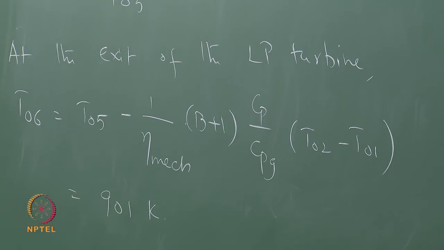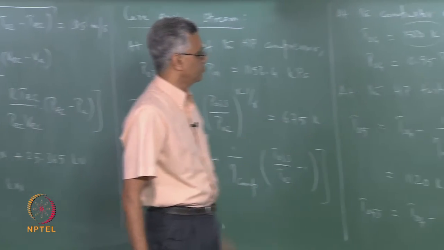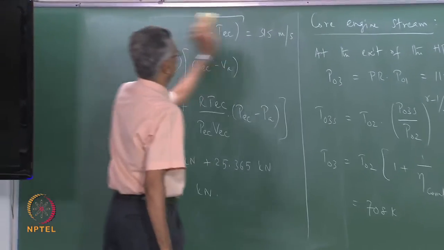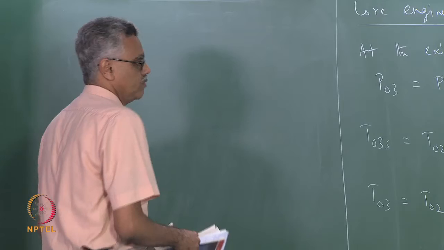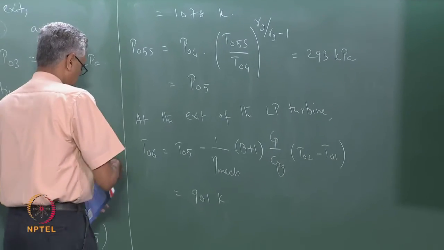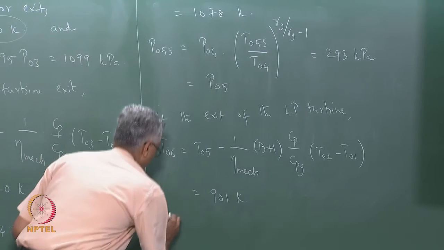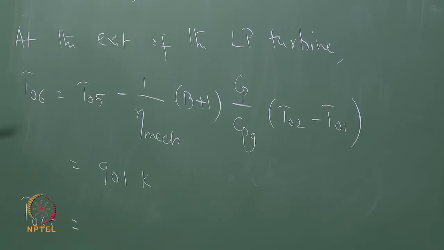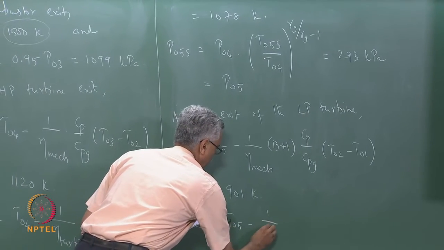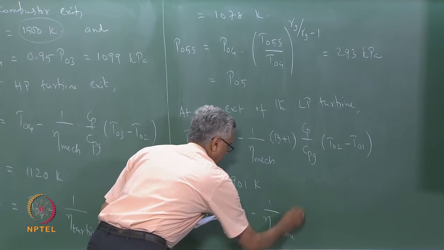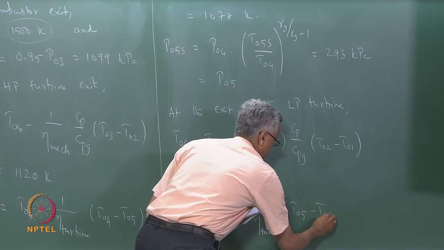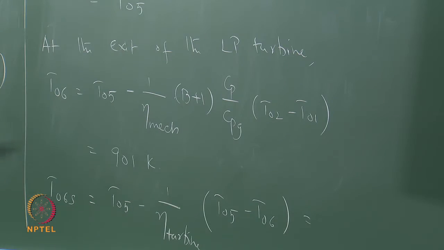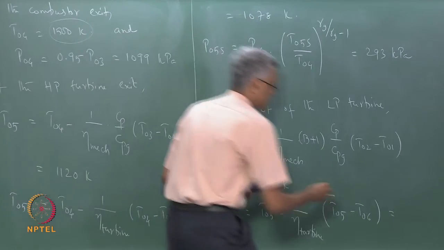And once I have T06, I need to evaluate P06 and we will use the same procedure. So, we calculate T06S. T06S is equal to T05 minus 1 over eta turbine times (T05 minus T06). So, this is the definition of the isentropic efficiency of the LP turbine. And if you substitute the numbers, you get this to be 877 Kelvin.